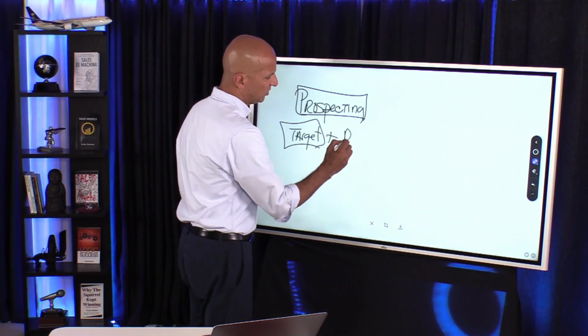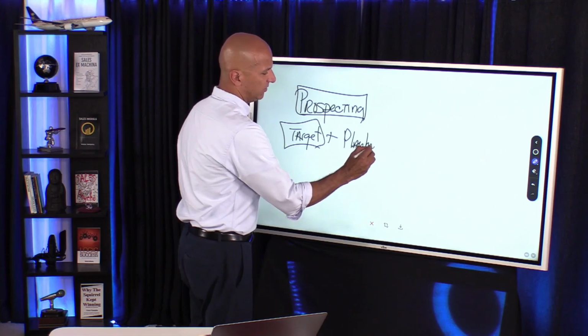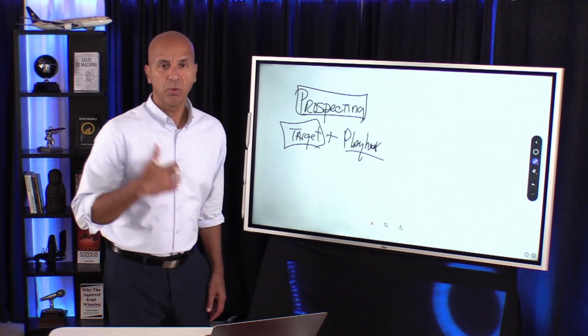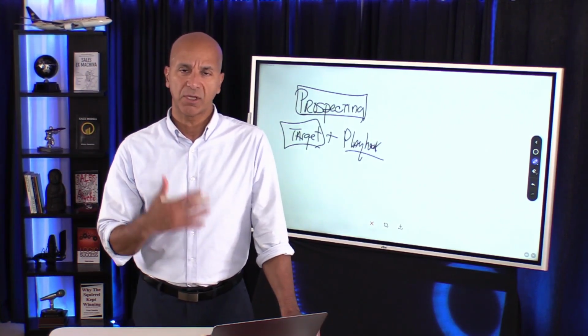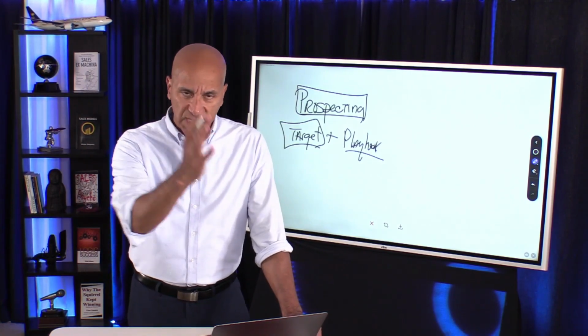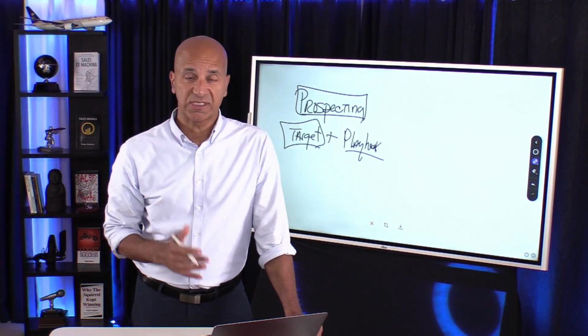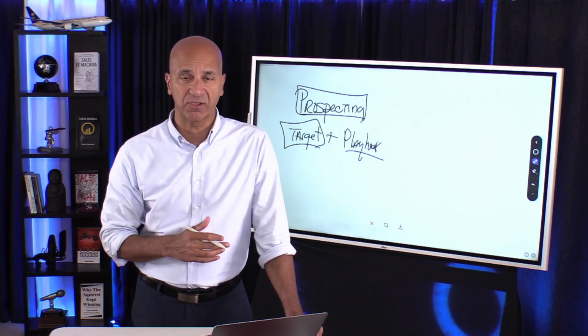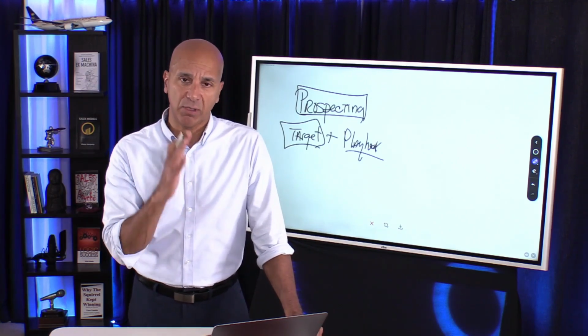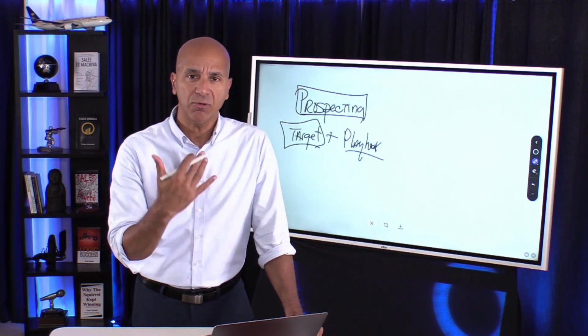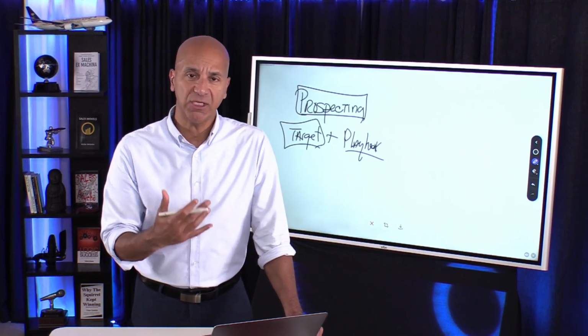then the second part is, if you know who you're going after, what's your playbook? I'll define a playbook as your outreach program. As a salesperson, you've identified a target. Let's say it's a C-level executive, VP, maybe sales. Now, what's your playbook? What are you doing to go after them? How are you connecting with them? How are you initiating the call?